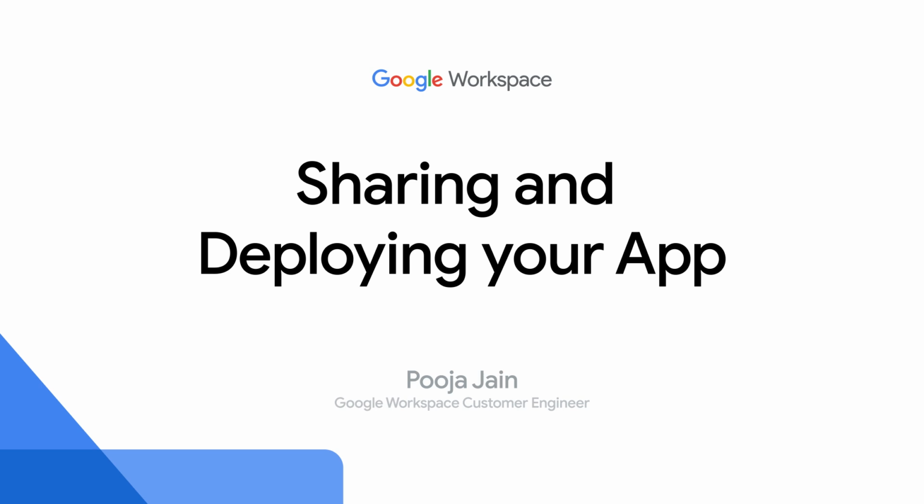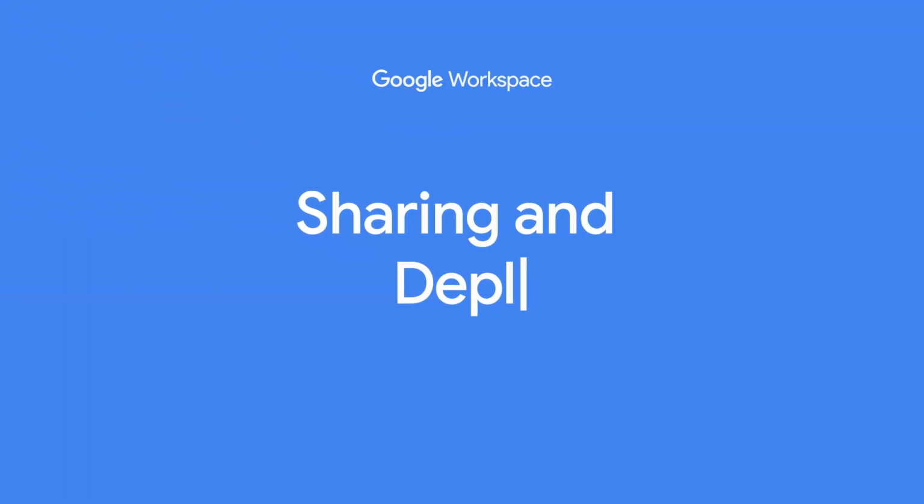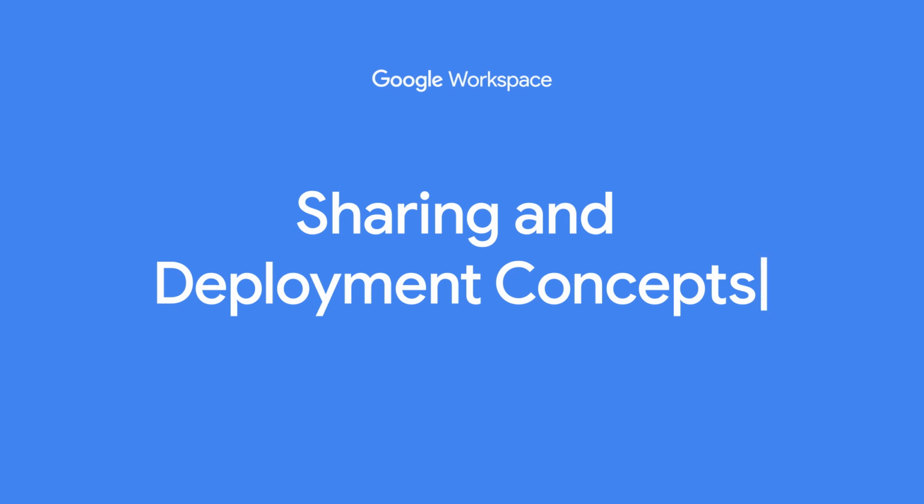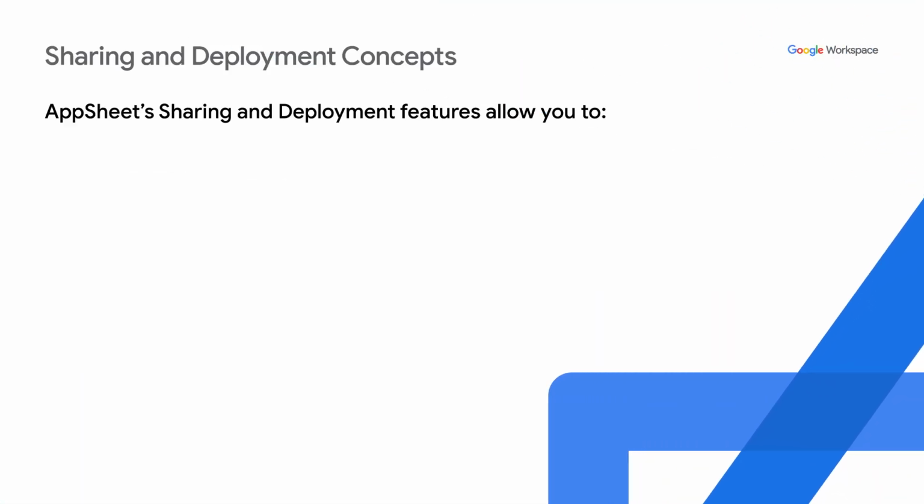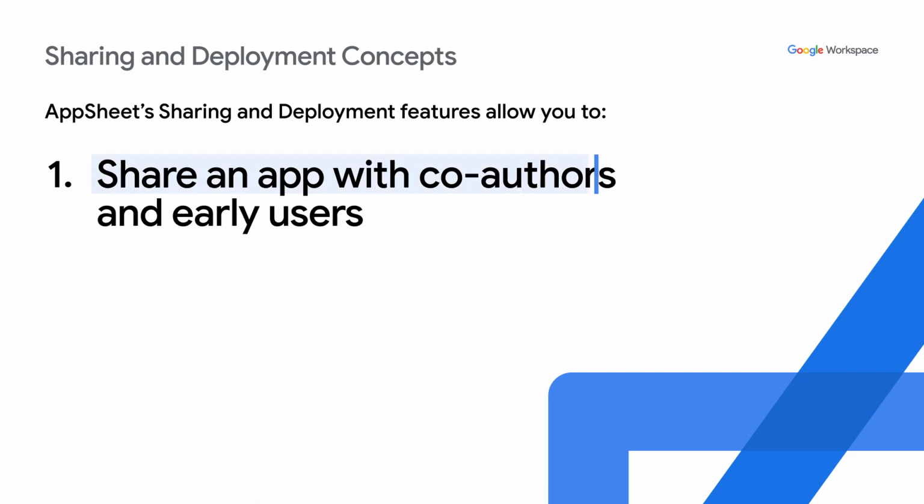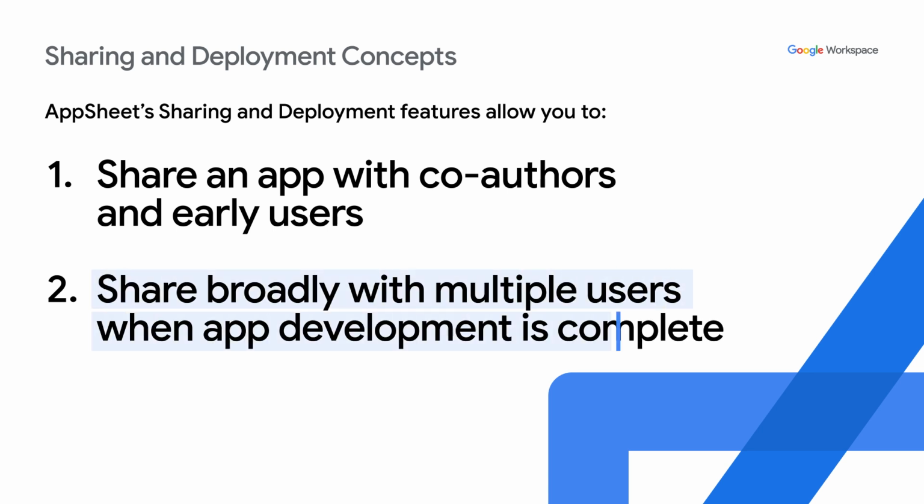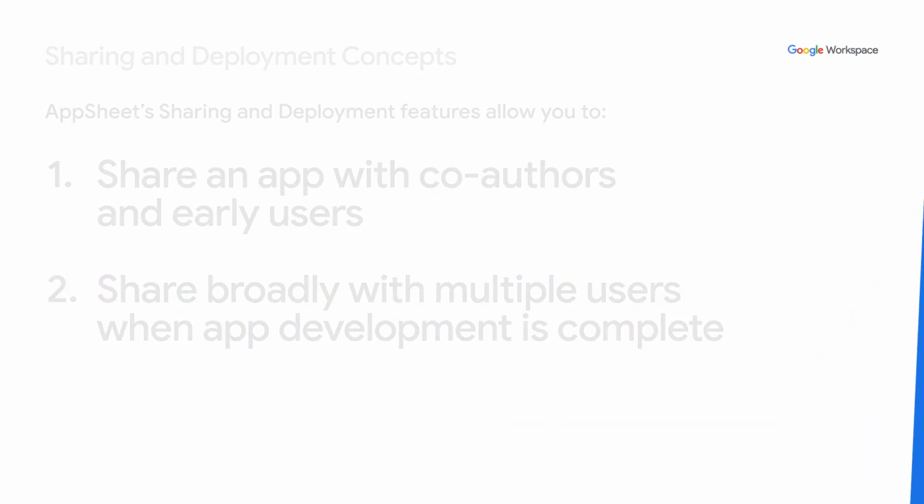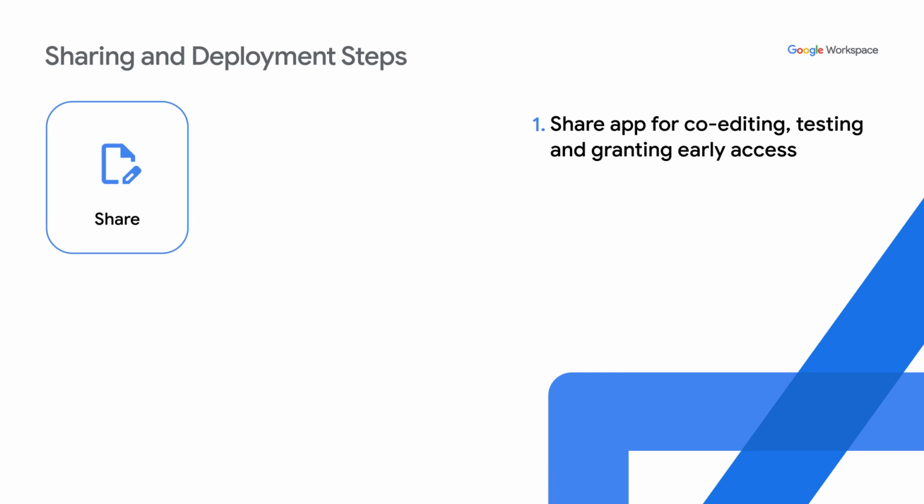And in this episode, we will talk about the AppSheet sharing and deployment features. So let's dive in. AppSheet's sharing and deployment features work together and allow you to share an app with both co-authors and early users, as well as share the app more broadly via the deployment feature with multiple end users when the development is complete. Here's a breakdown of the steps involved in sharing and deploying your app to the users.